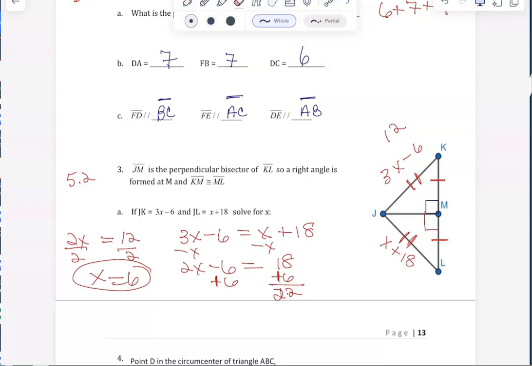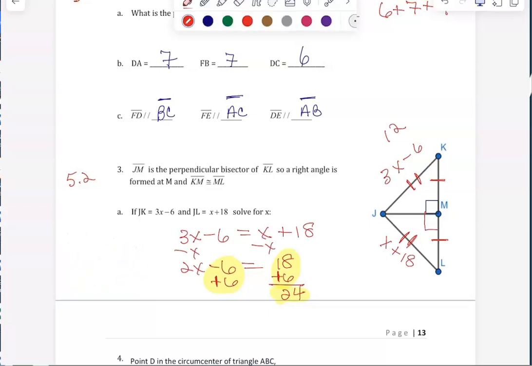So let me erase this. That makes this 24. I'm going to highlight where I made my error so that you see what happened. And by plugging it in, I figured out what was wrong. So now I do not have this relationship. What do I have instead? I have 2x equals 24, divide by 2, and I get x is 12.